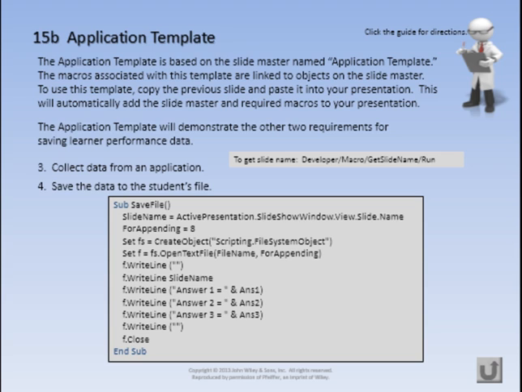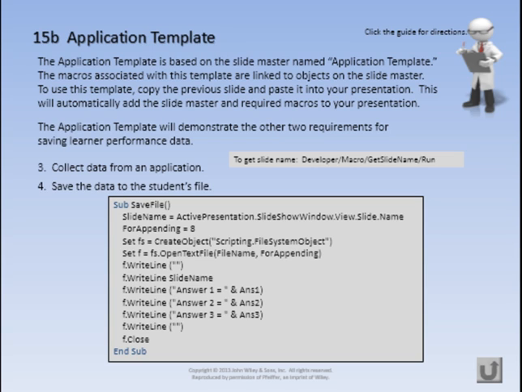To determine the slide name, select the Developer tab on the command ribbon. Then select Macros from the Code panel. The Macro dialog panel will list the name of all of the macros associated with your PowerPoint. There is a macro named getSlideName. Select this macro and then click on the Run button in the Macro panel. The slide name will be displayed in a message box.